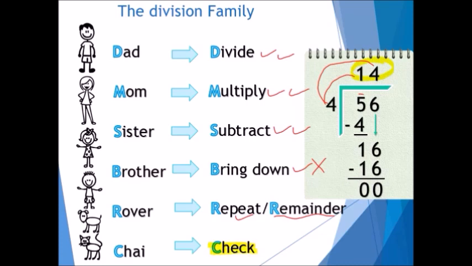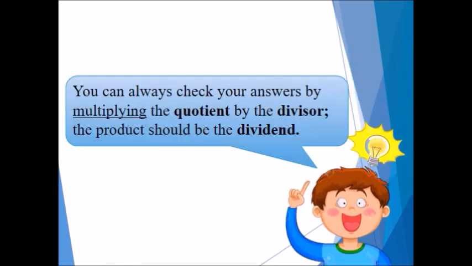We can multiply the quotient by the divisor. The product should be the dividend. 4 times 14 is equal to 56. You can always check your answers by multiplying the quotient by the divisor. The product should be the dividend.